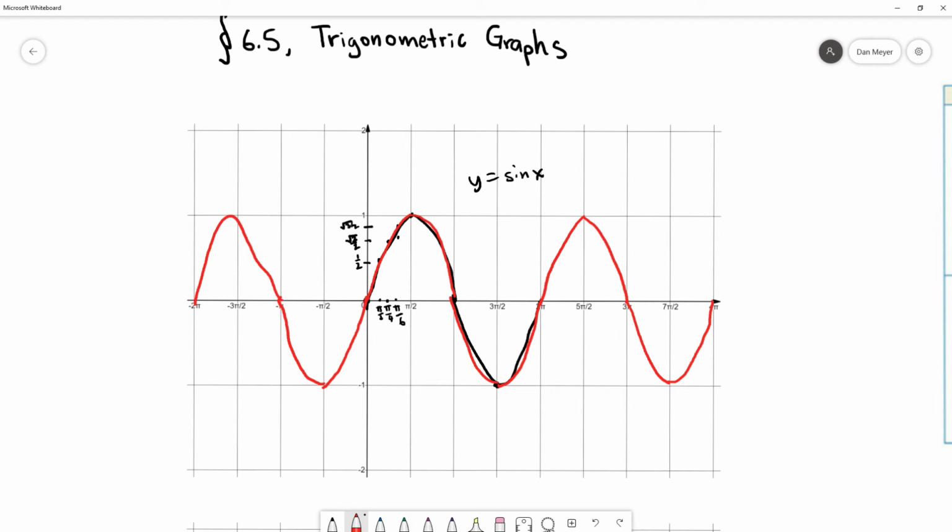Hit the arrows above the enter sign. I should probably play around with that calculator a little bit more so that I can show people how to use it. Okay, so there's our graph of y equals sine of x.